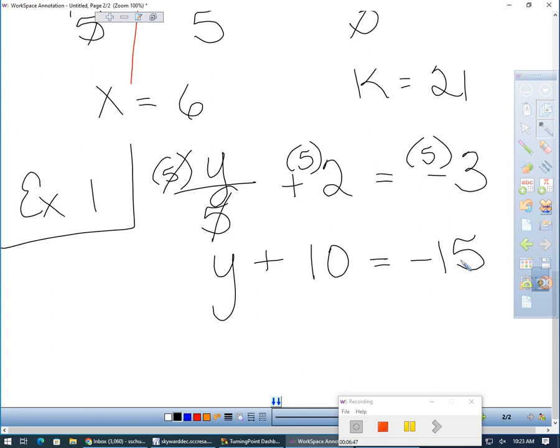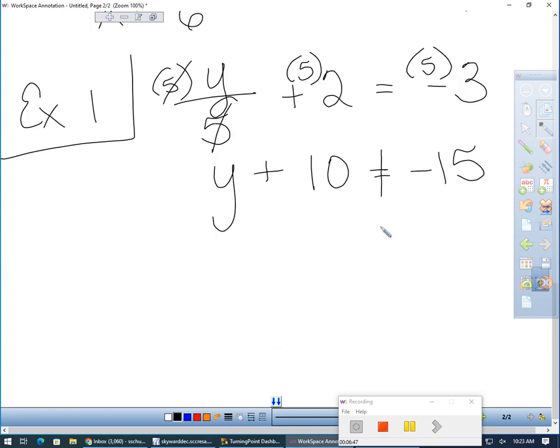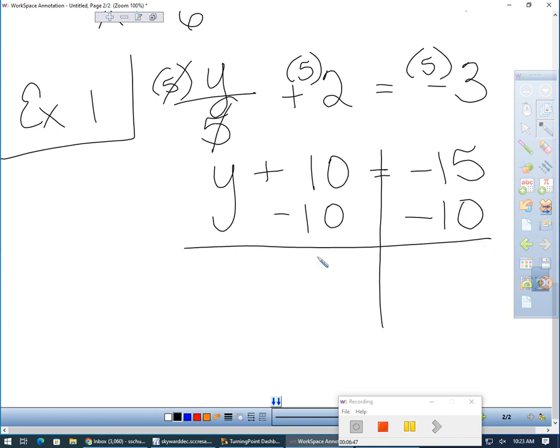Now we're going to go ahead and draw our line down since we got rid of the fraction. And my next step said to move the variable to the left. Is my variable on the left-hand side? Good. My next thing said to move the number to the other side. Subtract 10 from both sides. I need to move that 10 from this side to the other side. So I have y equals negative 25.